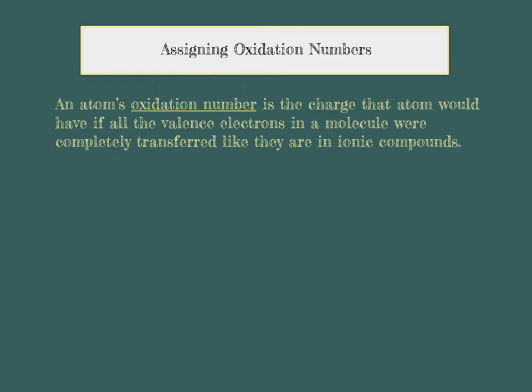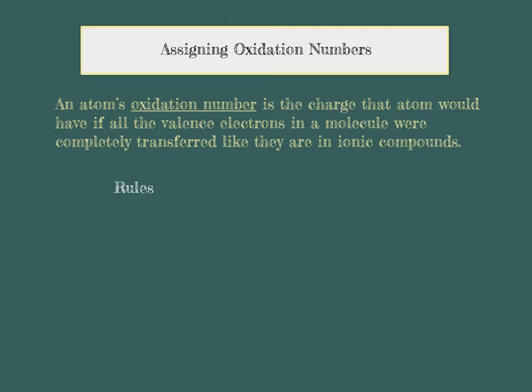This video is going to be on assigning oxidation numbers. But first, we should probably understand what this number is. An atom's oxidation number is the charge that atom would have if all the valence electrons in a molecule were completely transferred, like they are in ionic compounds. That means that the charge doesn't actually belong to that atom. It's just a bookkeeping method for keeping track of electrons as they transfer in redox reactions.